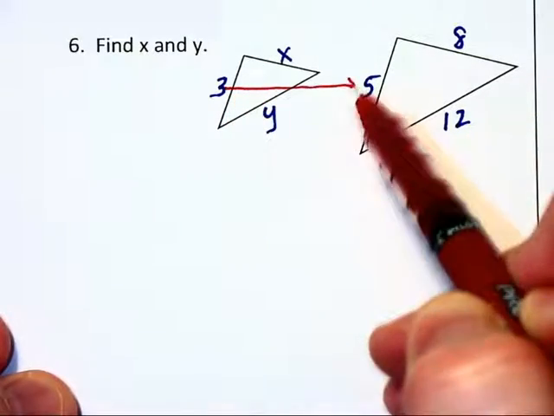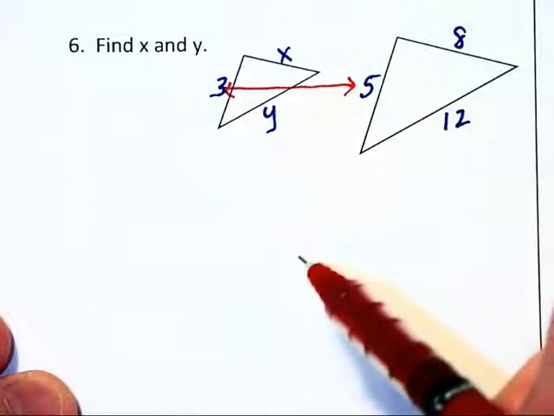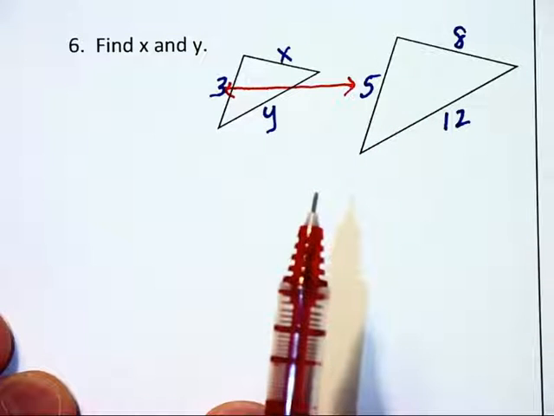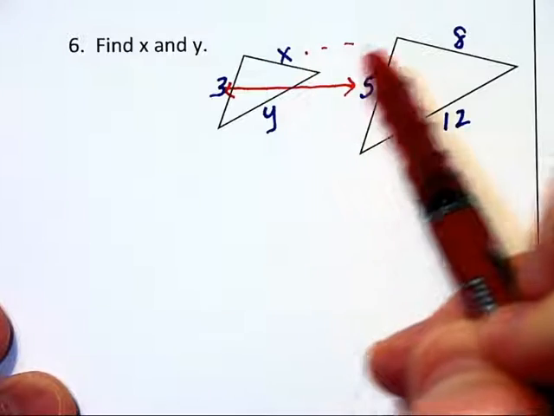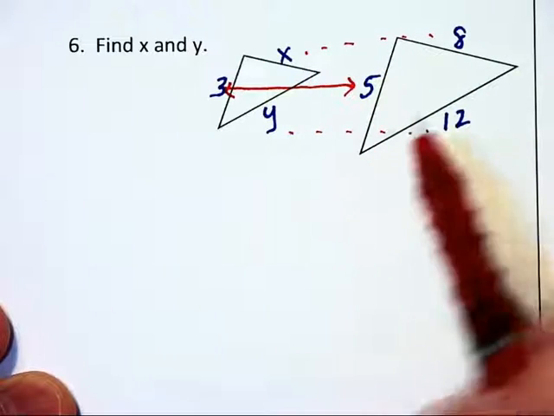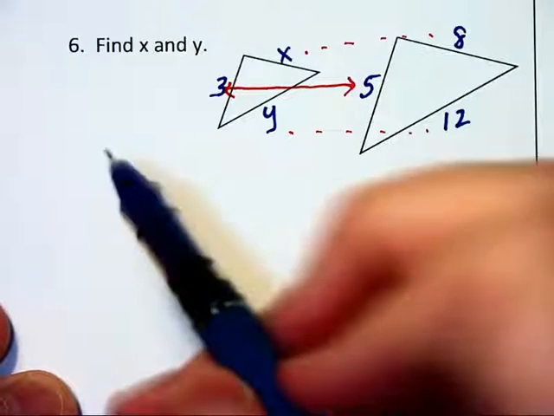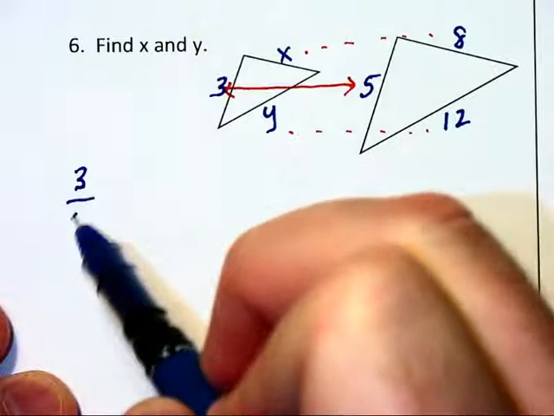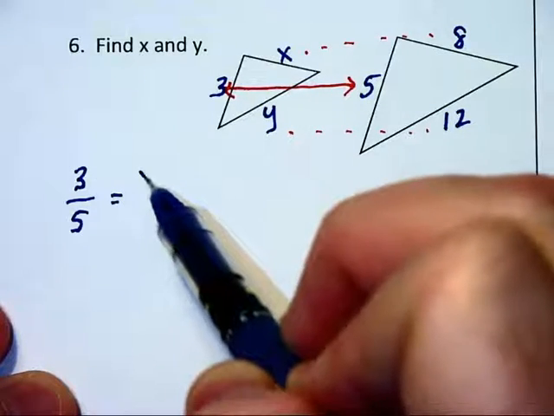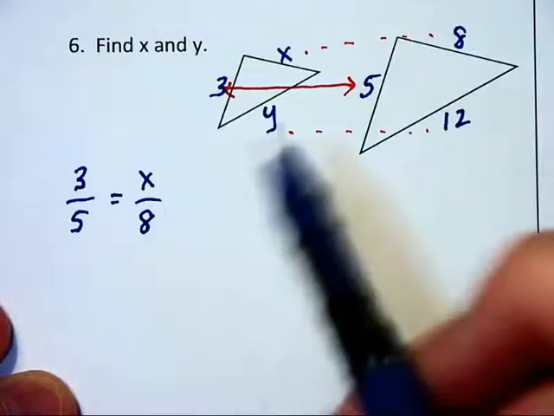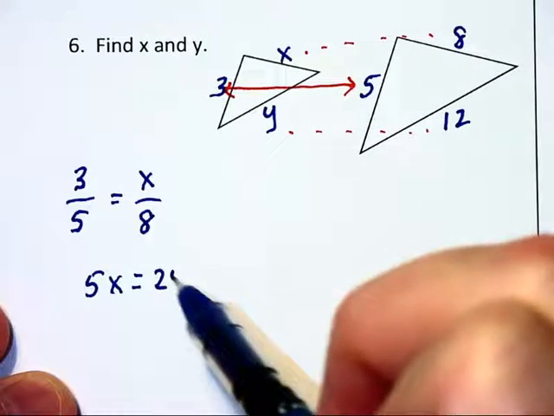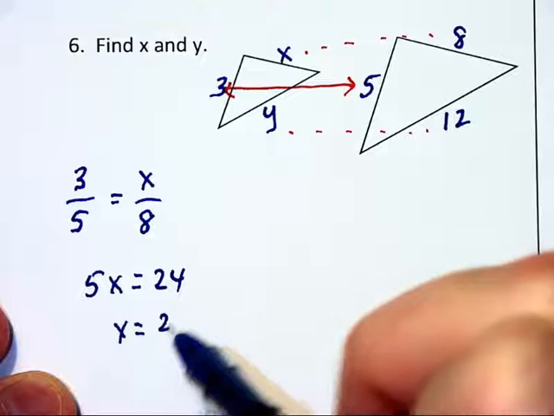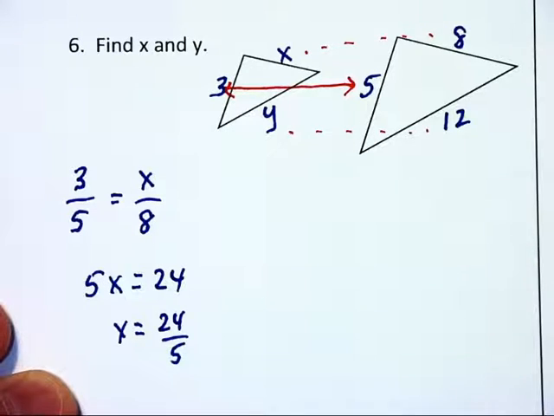We do know that 3 and 5 go along with each other, and by the way, I should have said these are assumed to be similar figures. And we know that x will go with 8 and y will go with 12. So I'm going to start with the following. 3 matches to 5 in the same way that x matches to 8. Cross multiplying, I would have 5x equals 24, and x will equal 24 fifths.